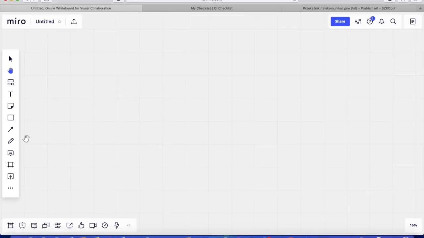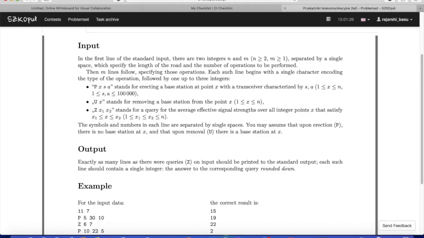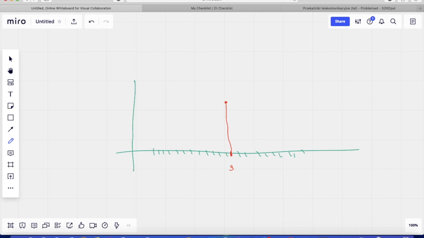So let's look at what the formula effectively corresponds to. Let's say this is the number line. There are multiple towns here. Now you place a station somewhere like this, and this is also a valid town. The signal strength here is S. Here at this point it is S minus A. At this point it is S minus 2A. At this point it is S minus 3A. Here it is S minus 4A.